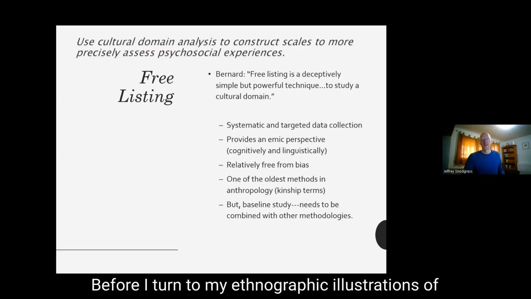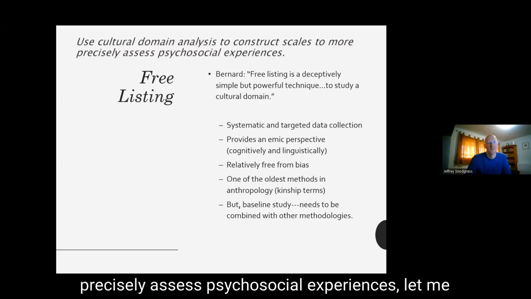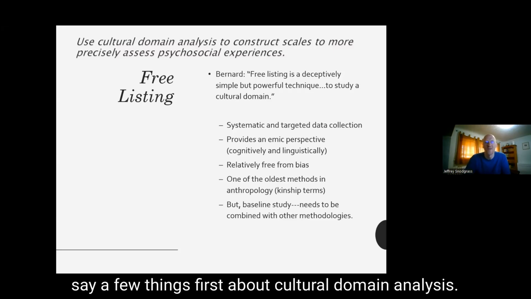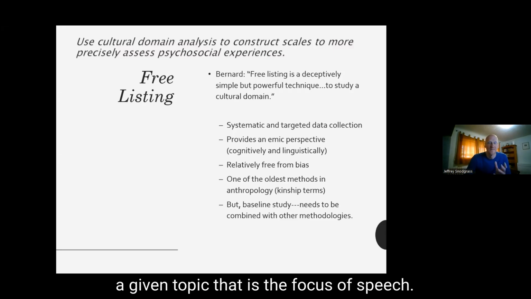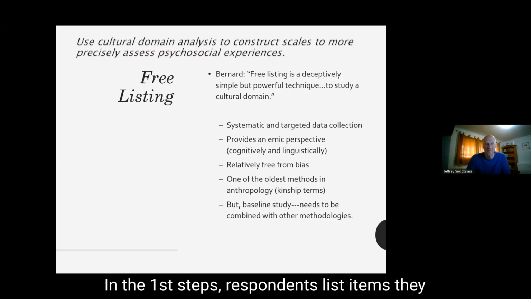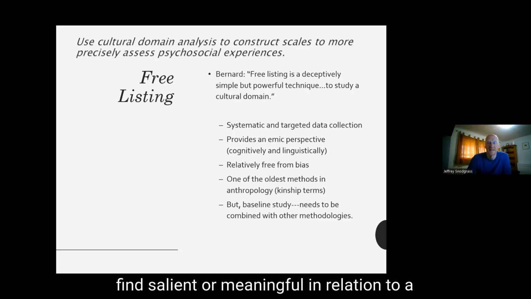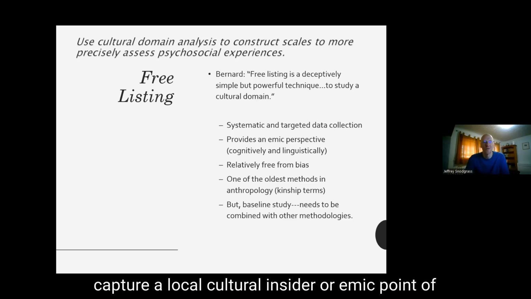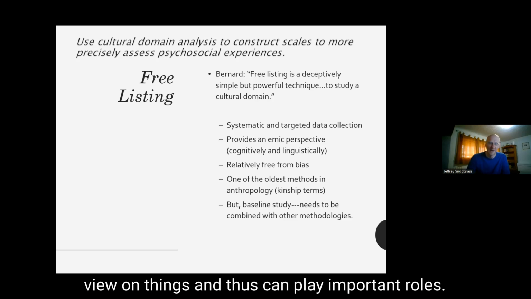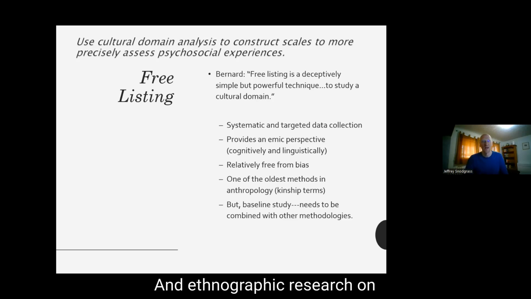Before I turn to my ethnographic illustrations of how researchers might construct scales to more precisely assess psychosocial experiences, let me say a few things first about cultural domain analysis. As I said, the suite of techniques, including free lists and pile sorts, can be used to assess how members of a group think about a given topic that is the focus of study. In the first steps, respondents list items they find salient or meaningful in relation to a given topic, probed by the researcher. As shown on this slide, this is a powerful way to capture a local cultural insider, or emic, point of view on things, and thus can play important roles in ethnographic research on cultural concepts of distress.